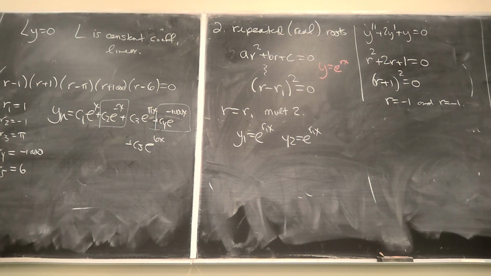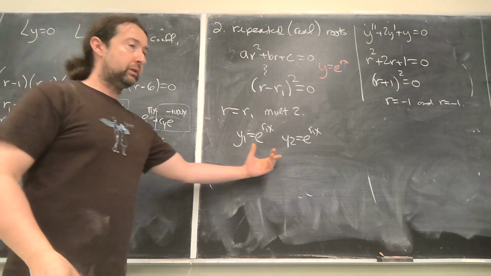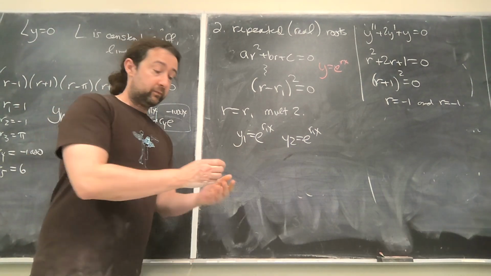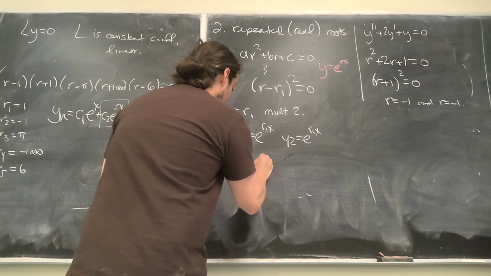This actually gets to your question. The problem is, if you check the Wronskian on these, they're linearly dependent. The Wronskian is 0 everywhere here. So these are linearly dependent.